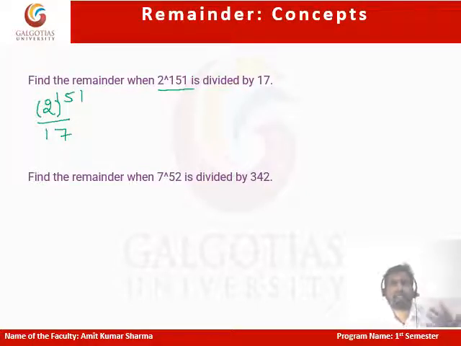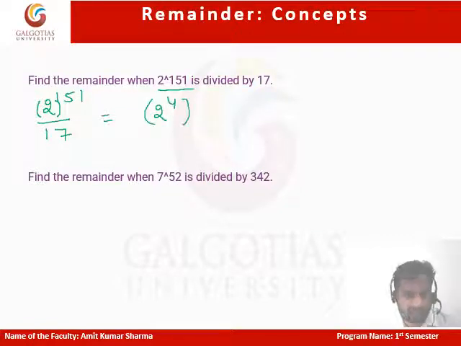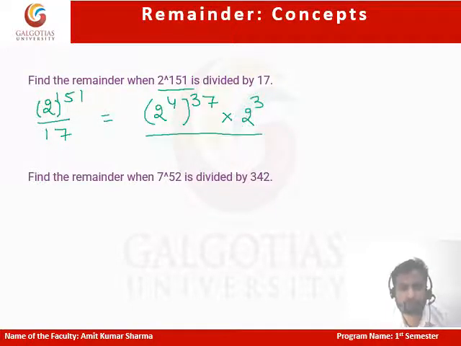If you try to find out, 2 raised to the power 4 is what? 16. So just try to convert the number into 2 raised to the power 4. How can we do that? Just write down 2 raised to the power 4, then divide the power by 4. 4 3s are 12. It is 31. 4 7s are 28. Remainder is what? 3. Remainder is 3, so we can write separately 2 cube. I hope it's clear. This is the rule of exponents.